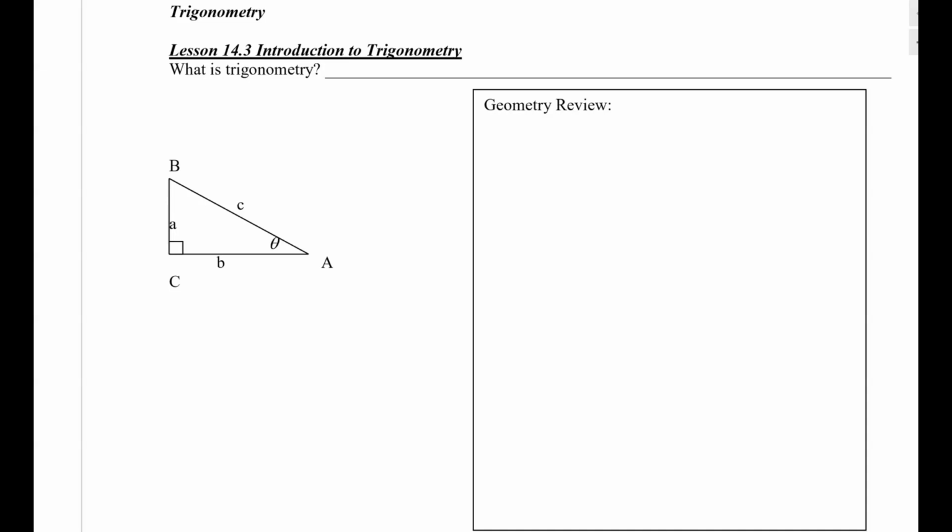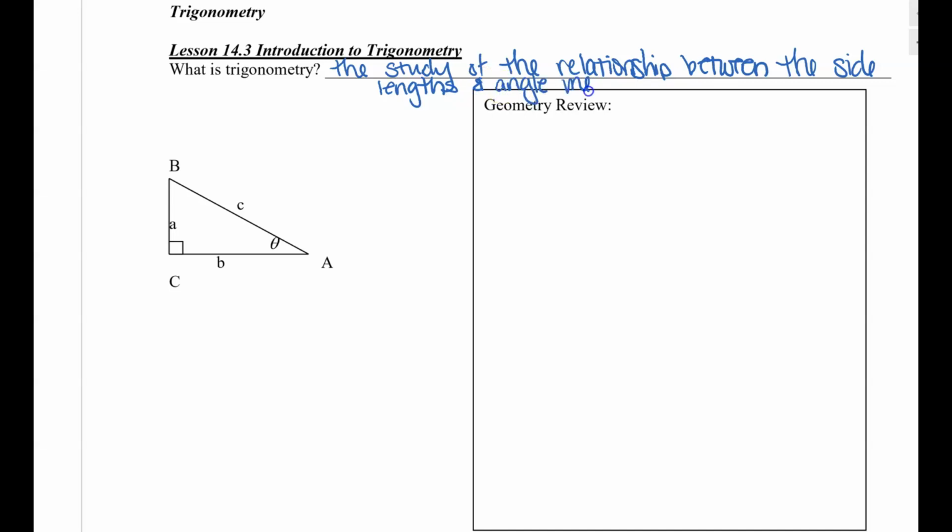And what the heck is it? Trigonometry is the study of the relationship. Okay, so write this down with me, please. The study of the relationship between the side lengths, I'm going slow so you can keep up with me, the side lengths and angle measures of a triangle. So it's the study of the relationship between the side lengths and the angle measures of a given triangle.